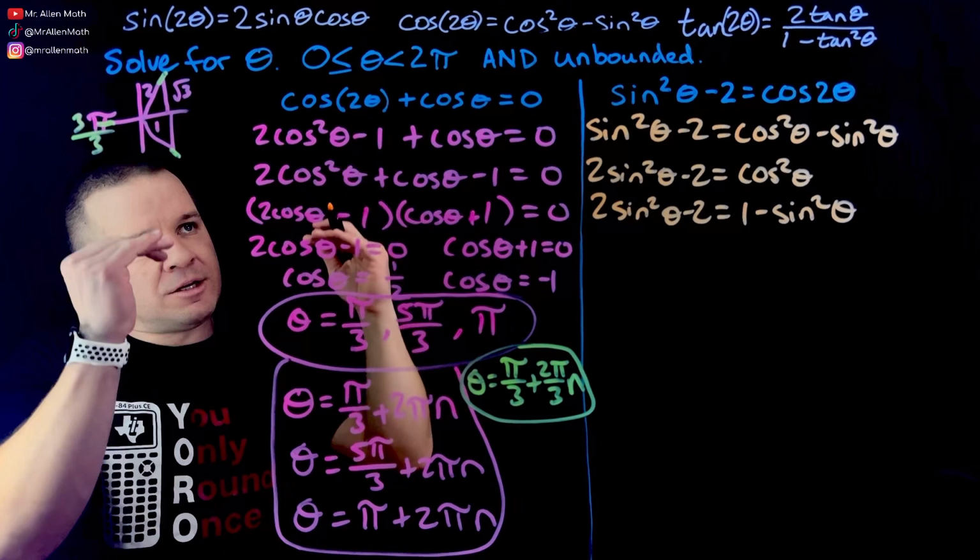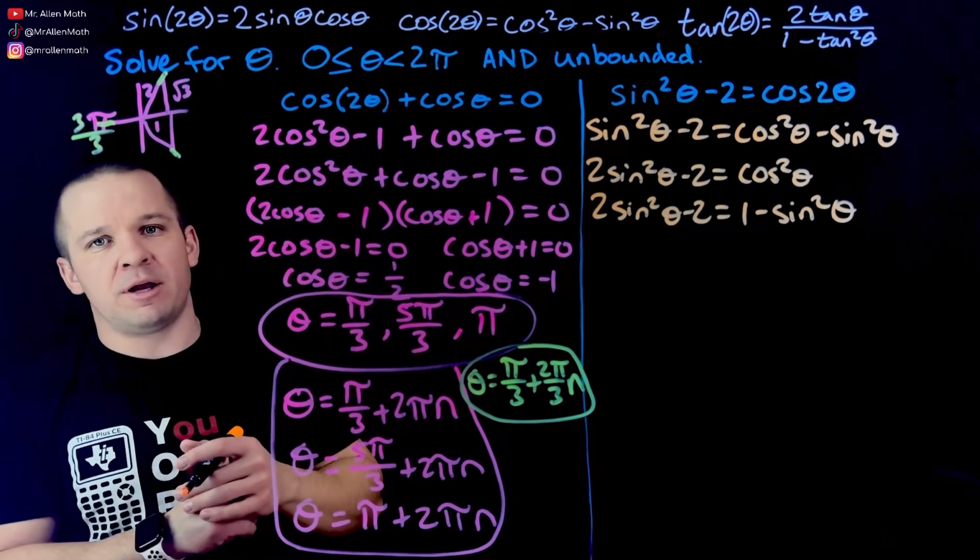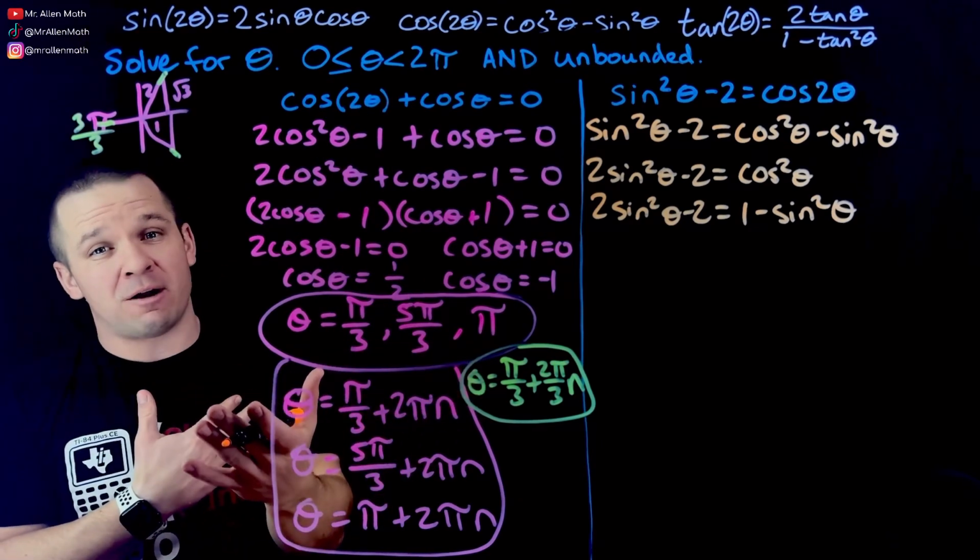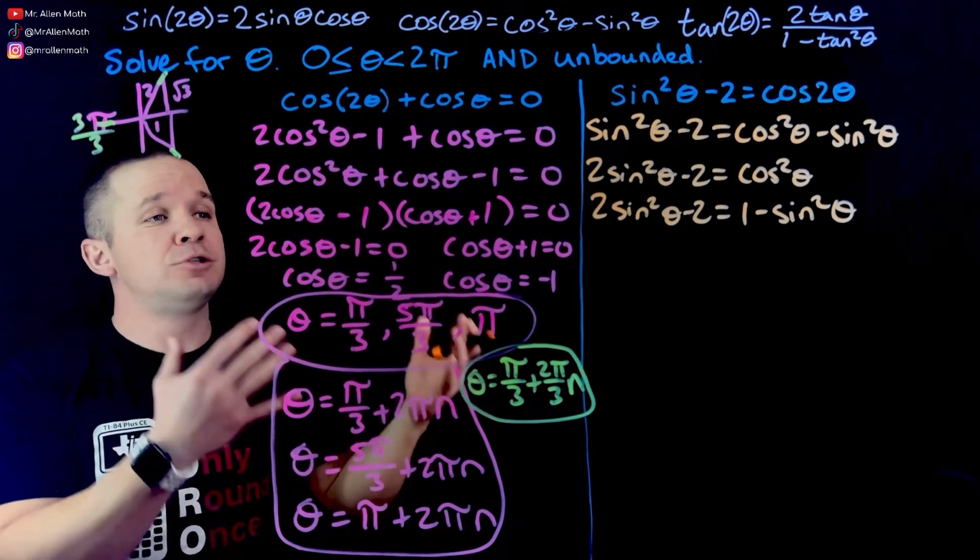So do you need to know all three of your forms of the cosine double angle formula? You don't have to if you know your Pythagorean identities, because that's how we get the other two.